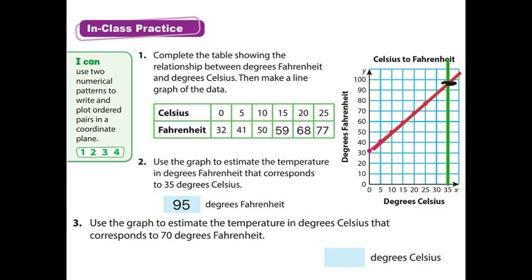Number 3 says use the graph to estimate the temperature in degrees Celsius that corresponds to 70 degrees Fahrenheit. I'm going to get rid of these lines first. Then I'm going to put a dot on that line where 70 degrees is. So there's 70 degrees on that line. Well, where is it? If we put a line down there, let's do our green line there. It's just to the right of 20 degrees Celsius, isn't it? So let's put 21. That's what that should look like.